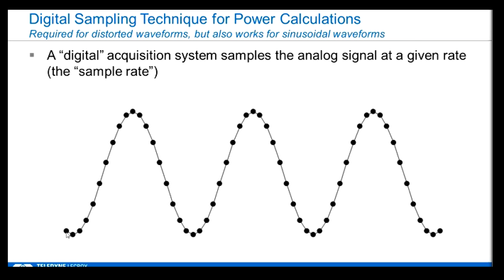Basically what we do is digital sampling. This is just what an oscilloscope does to make digital samples. We don't capture the analog waveform as such. We capture the analog waveform as a series of sample points.